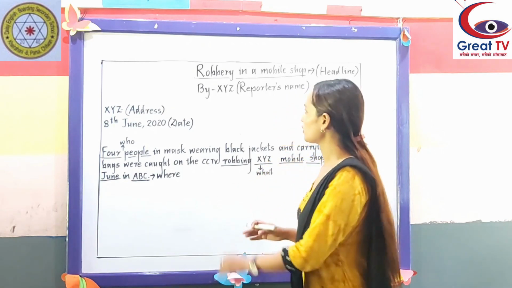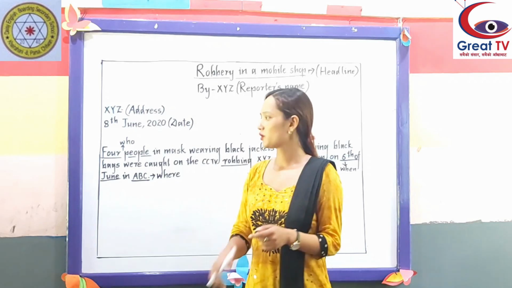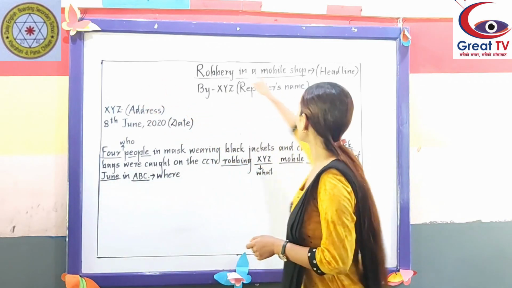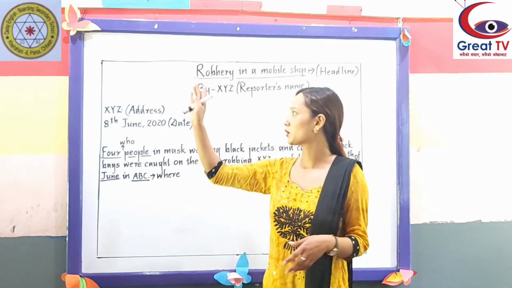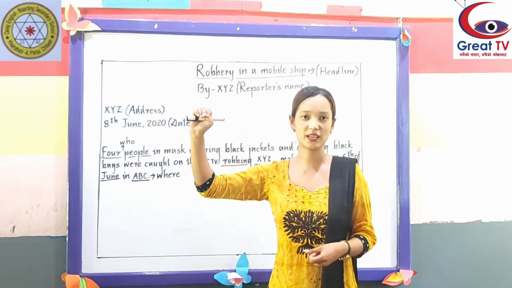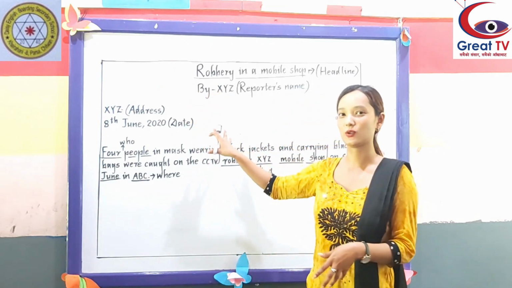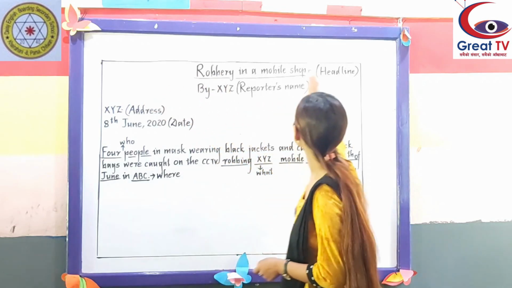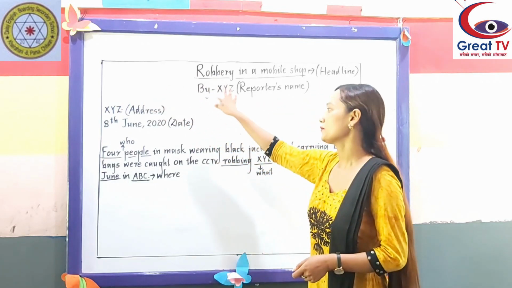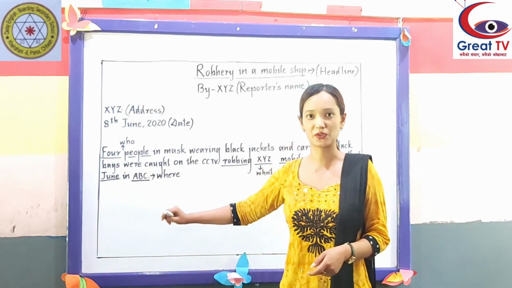First of all, in order to write a report, you have to prepare a box on the paper where you are going to write the report, and inside that box only you write the report. So see, I have prepared a box, and under the box I have written down the sample. I have prepared the report.